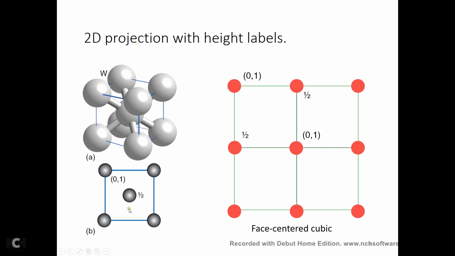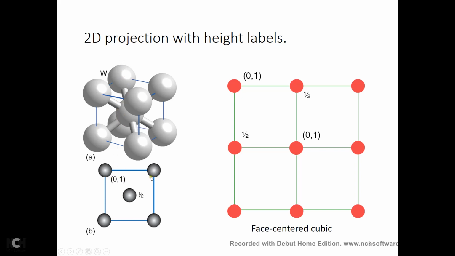It's half C, so you see this half here. And then if you look at this atom and this atom, if you draw a 2-dimensional picture of this unit cell from the top view, these two have exactly the same coordinates for the x and y direction, but different z direction. So in the z direction, this one is 0C and this one is 1C, so we have 0 and 1 here.